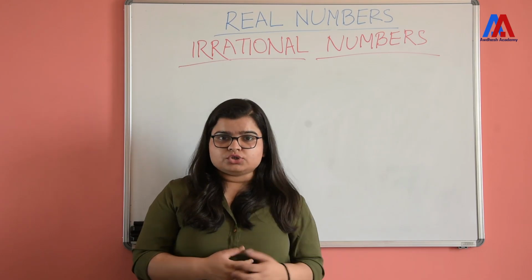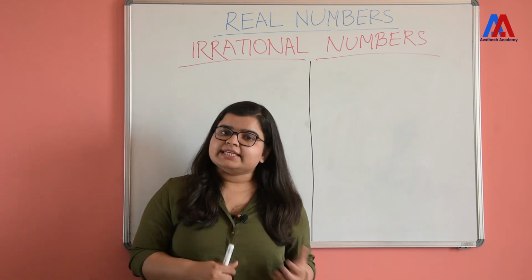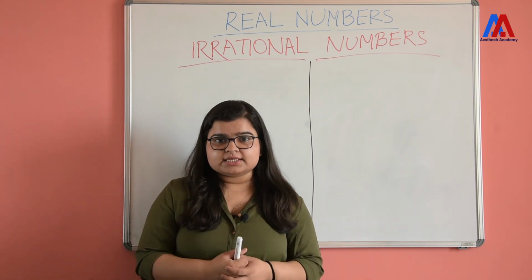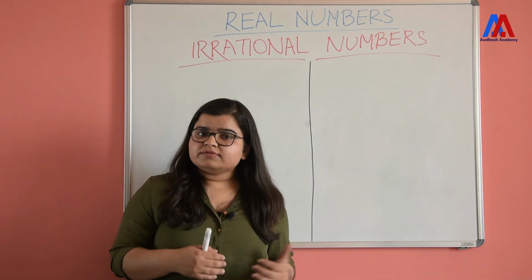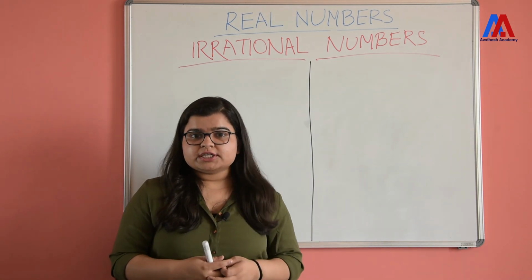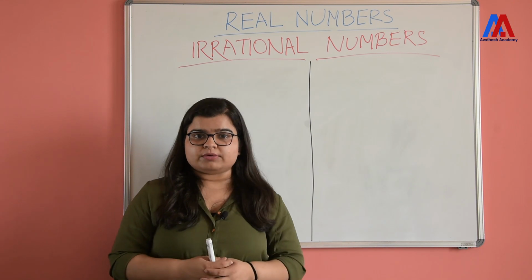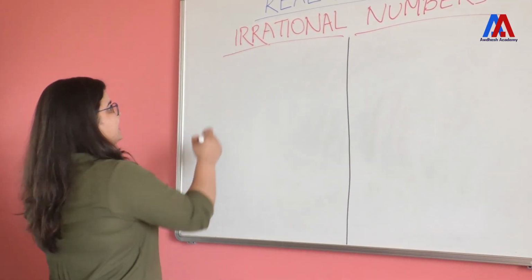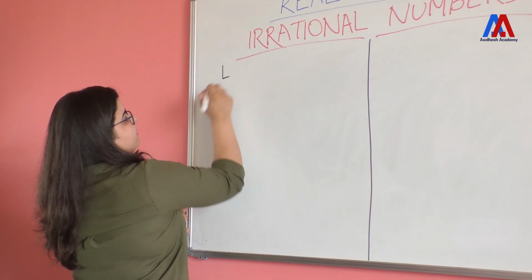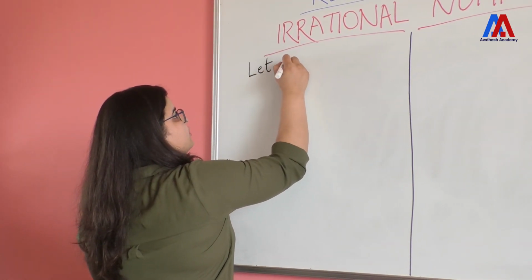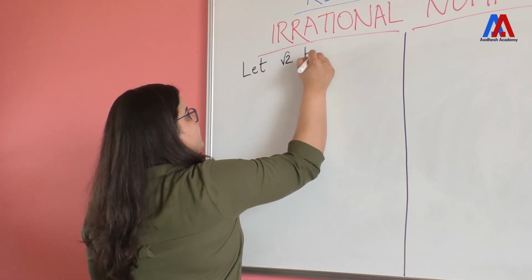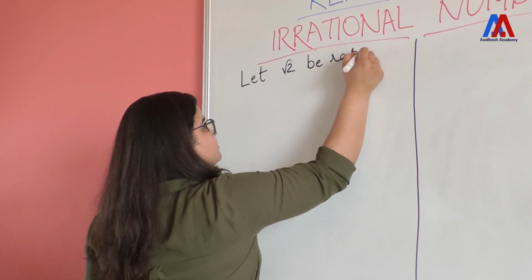Now, let's move on to solving some questions. Let's take the first question. It says, prove that root 2 is irrational. Now, we will solve this using the proof by contradiction method which I just told you about. So, let's assume the contrary of the premise we have to prove, that is, let root 2 be rational.